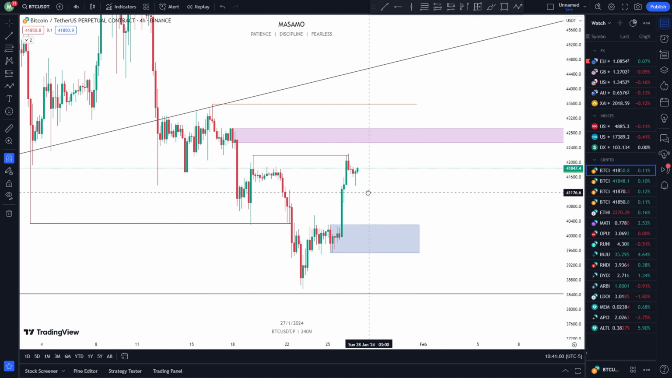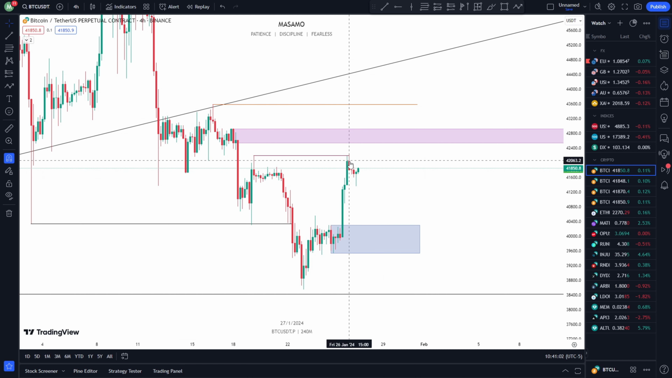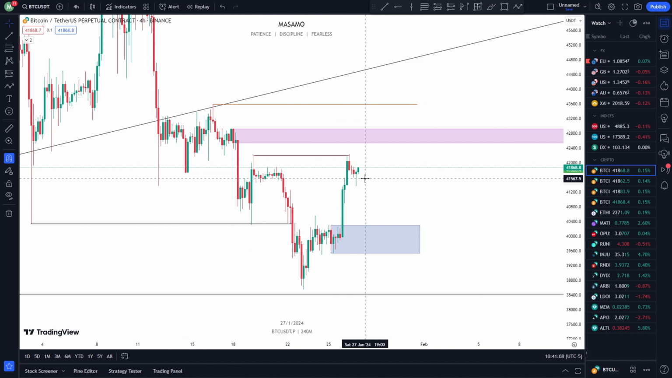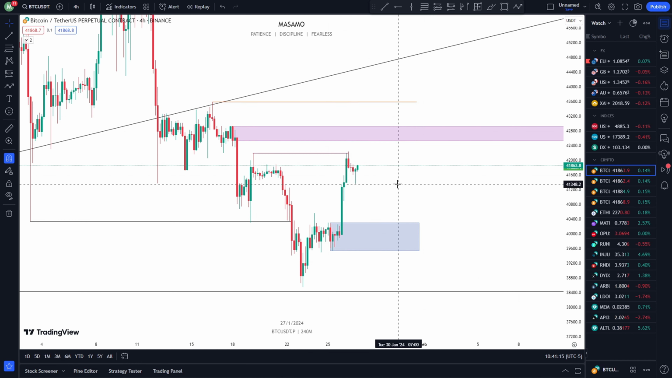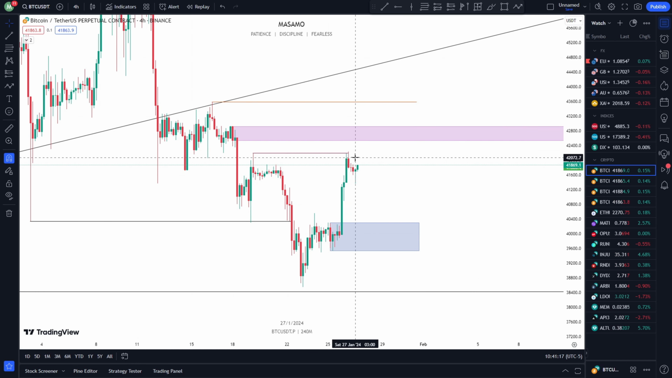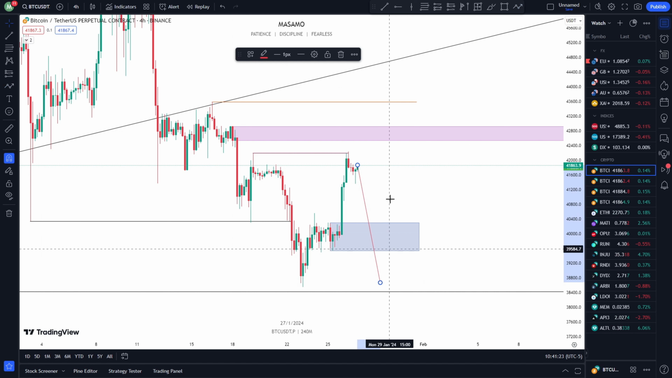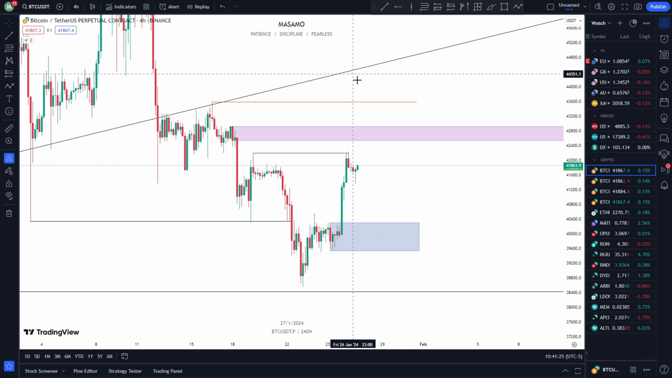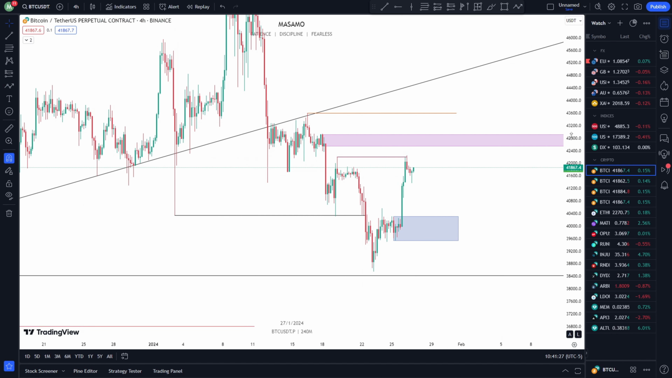So in the second scenario, we've already seen the top of this movement right here. We broke this high, we made an SFP, so we broke that high and closed a candle under, and we even had a bearish candle close. So that is the top, and right now we're testing these levels and we will have a rejection to come down.